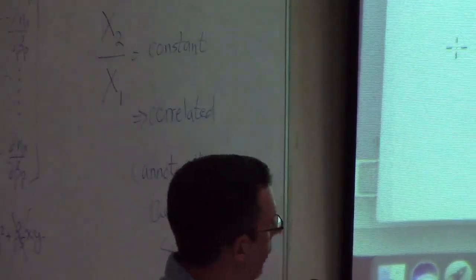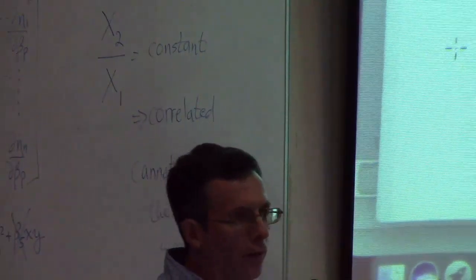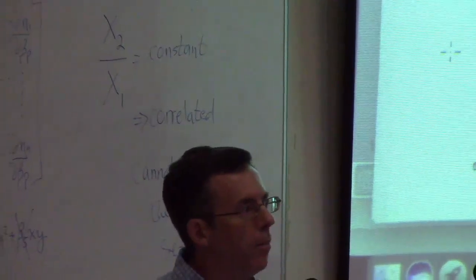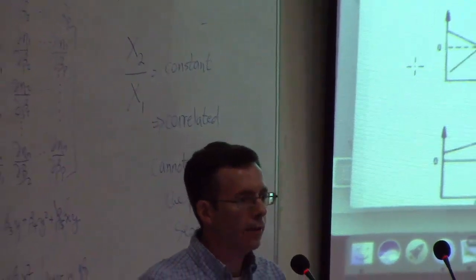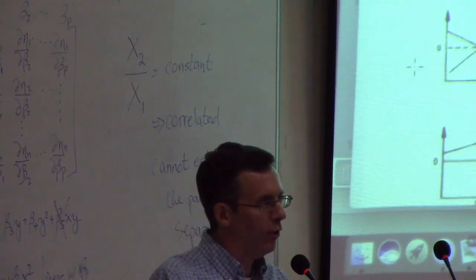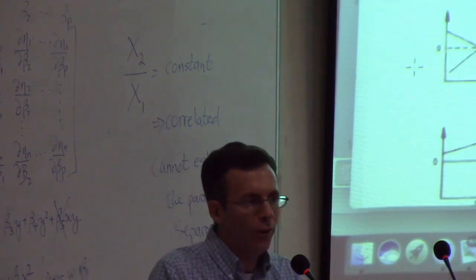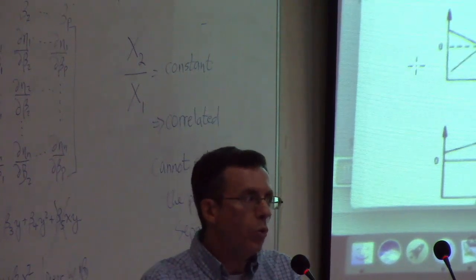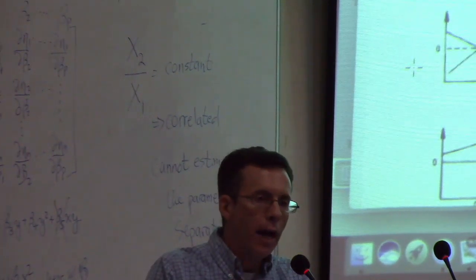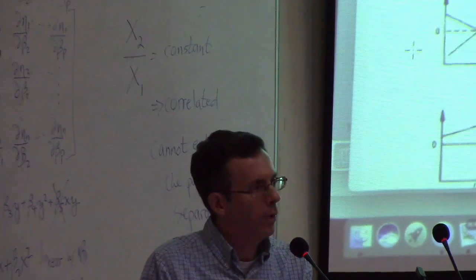So if I divide x2 by x1, and if you get a constant, that means they're correlated, and that means the model reacts in the same way to each sensitivity coefficient. If it reacts in the same way, then you cannot distinguish the two. What we want is, if the model reacts in a different way to each parameter, then you can separate them. Okay?